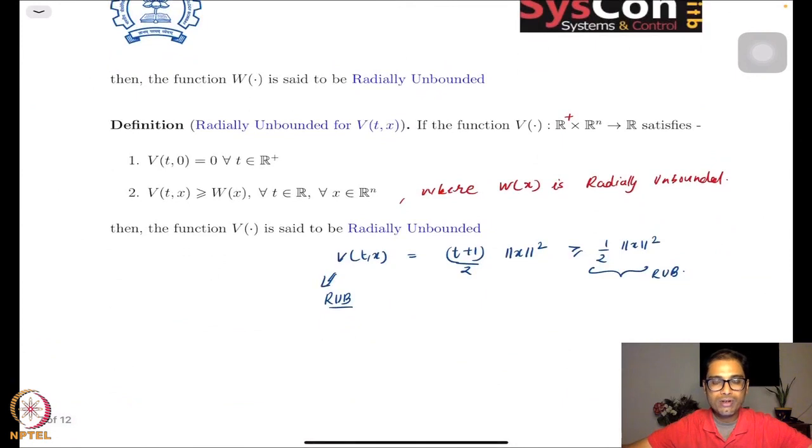We saw some pretty good representative examples. Of course, the exercises that we are providing have more of these examples for you to consider and discuss definiteness and unboundedness. So this was the notion of radial unboundedness. We also pointed out that positive definiteness was connected to local stability notions, and radial unboundedness is connected to global stability notions. This is again something that we will see subsequently.